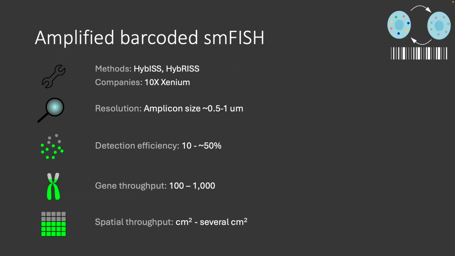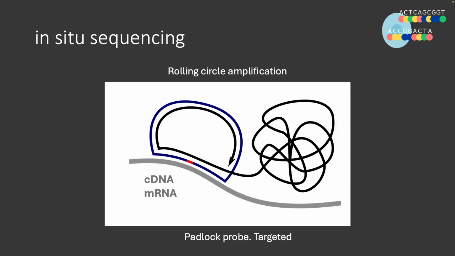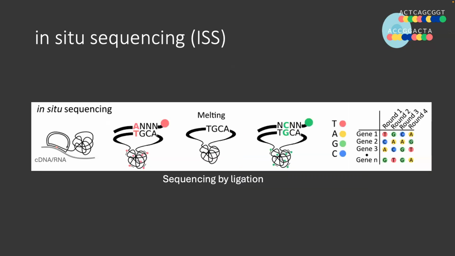Then let's go to the next group of methods, in situ sequencing. Like the name says, we're now doing the identification of the sequence in situ inside the tissue. Originally, all these methods are also based on rolling circle amplification, but then rather than doing a barcoded approach, they do a sequencing approach. And this is sequencing by ligation.